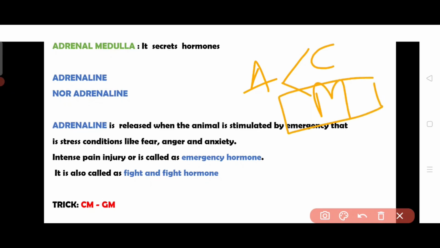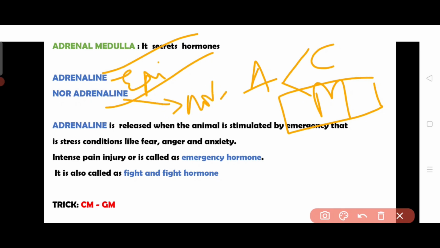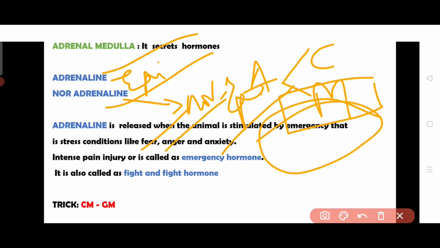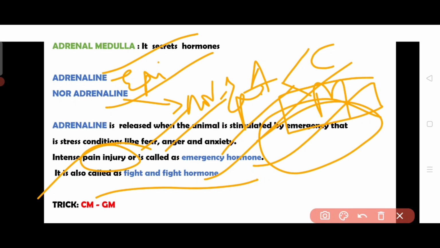And next, in adrenal glands we have both outer cortex and inner medulla. Now the adrenal medulla secretes two hormones. One is adrenaline and the other is noradrenaline. Adrenaline is also known as epinephrine, and this is norepinephrine. Adrenaline is released in emergency conditions only, like anger, fear and anxiety, or in intense pain or injury. So this is known as the emergency hormone, and it is also known as the fight and flight hormone. CM, GM is our trick. C is cortex, M is medulla. In C we have GM, that is glucocorticoids and mineralocorticoids.